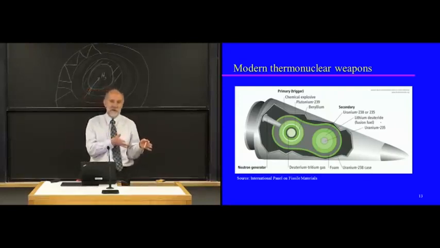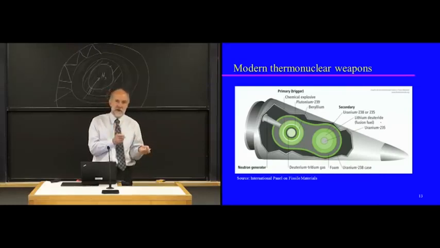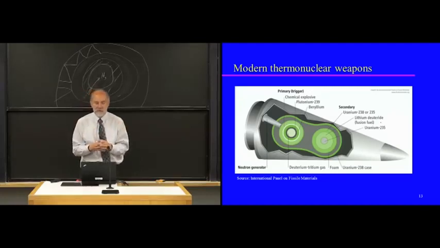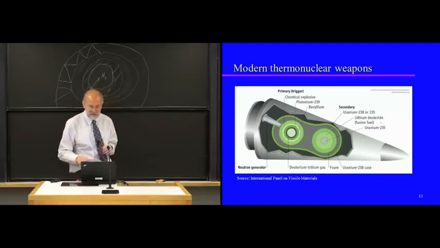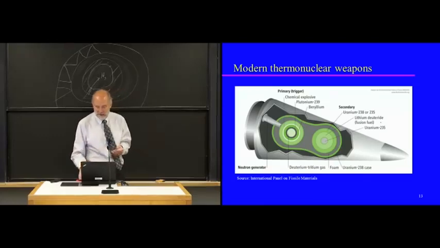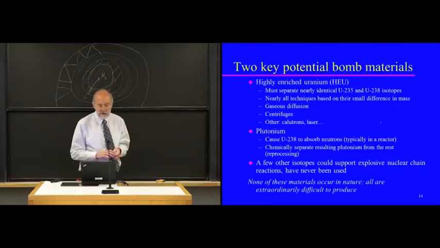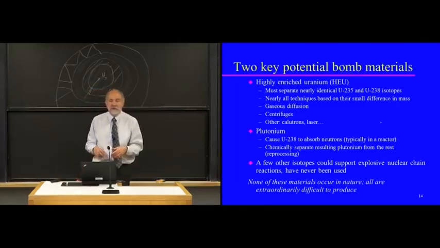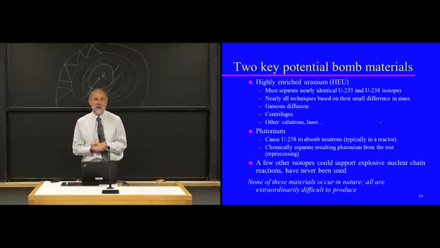the fission. They're coming from the splitting of uranium or plutonium. So the fusion part is, in a certain sense, a cleaner bomb than the other part, which is why people thought, gee, couldn't we figure out how to make a fusion bomb without the fission part? Nobody's ever figured out how to do that. Okay? All right, onward. So to make nuclear bombs, there are basically two key potential bomb materials.